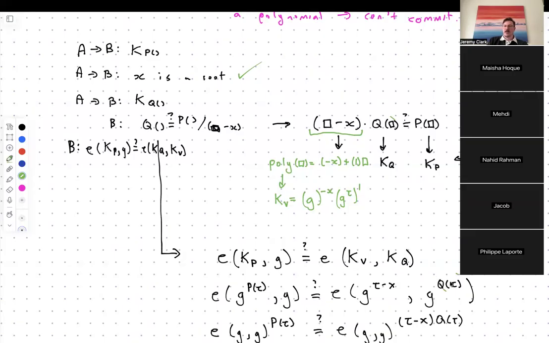And these are secret, perhaps. So no one knows what p and q are. But the verifier Bob does know everything about this equation. They know what x is because that's what I'm claiming. I'm claiming x is a root. So there's no secrets involved here. This x value is a public value. And you can think of this as a polynomial.